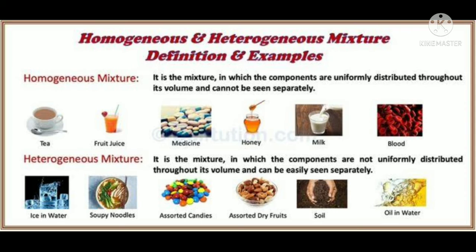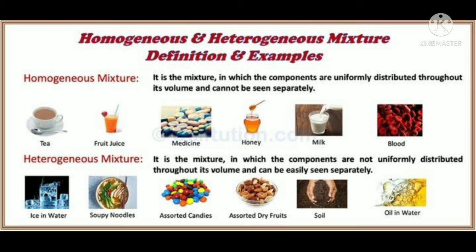And even oil in water, if you see, we can differentiate that this is oil, this is water, isn't it? So we can see them very separately. So this is a heterogeneous mixture. So there are two types of mixture. Again, I'm repeating, one is homogeneous, which are uniformly distributed and cannot be seen separately, and heterogeneous mixtures, they are not uniformly distributed and can be seen separately.